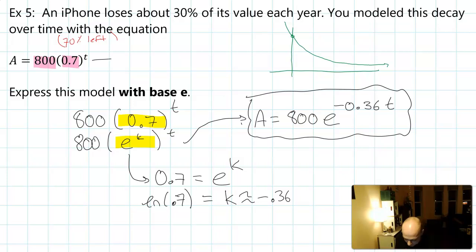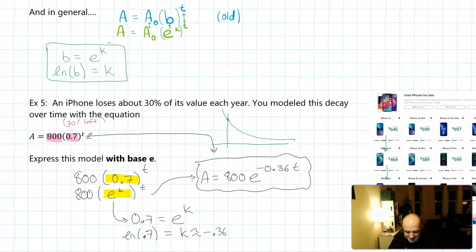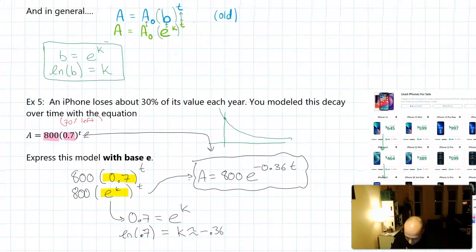And up to maybe some rounding error, these models should have the same graph, but one is in base E, which makes it easier to compare with other base E models. And that's how you do this parallel structure change of base. Again, it's not the change of base formula that you've read about earlier. It's more looking at and comparing the structure of A B to the X and A E to the K T.